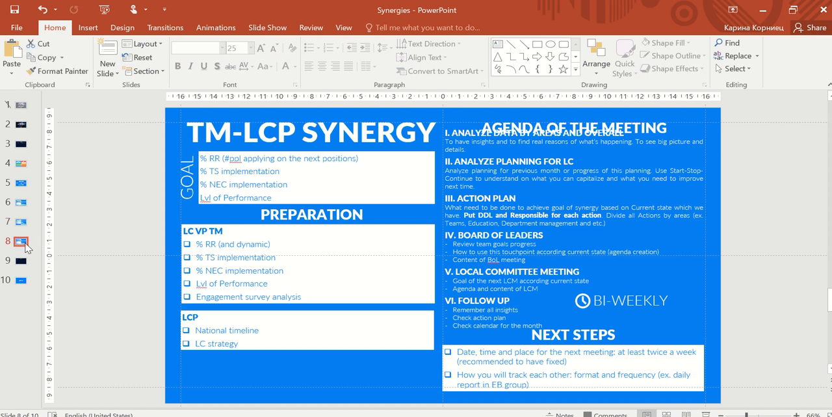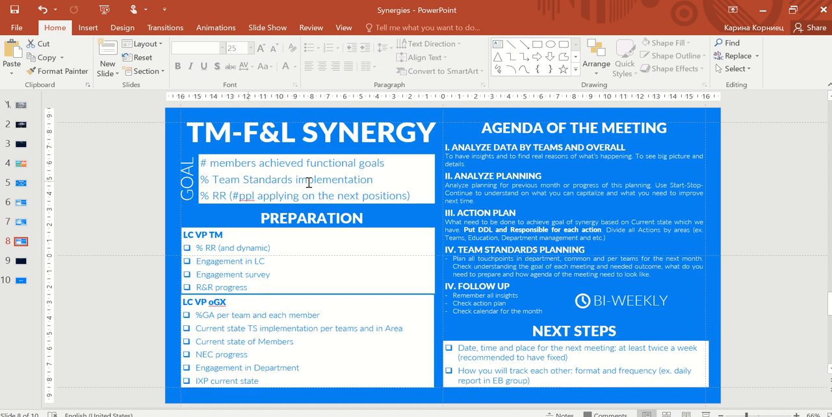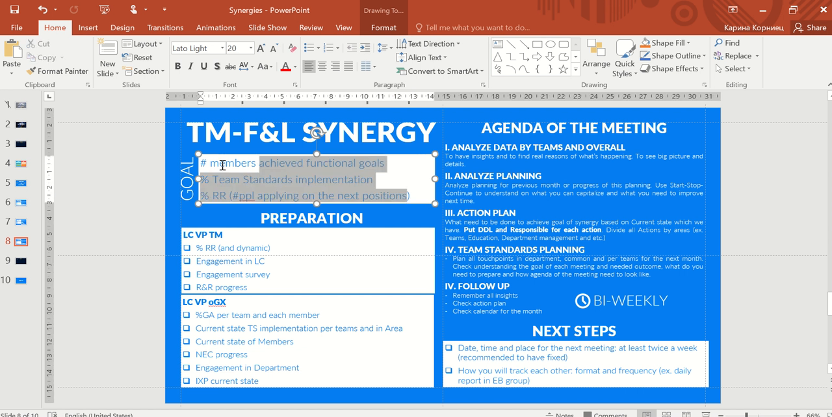Okay, moving next, finance. So what will be your goal of synergy with finance?